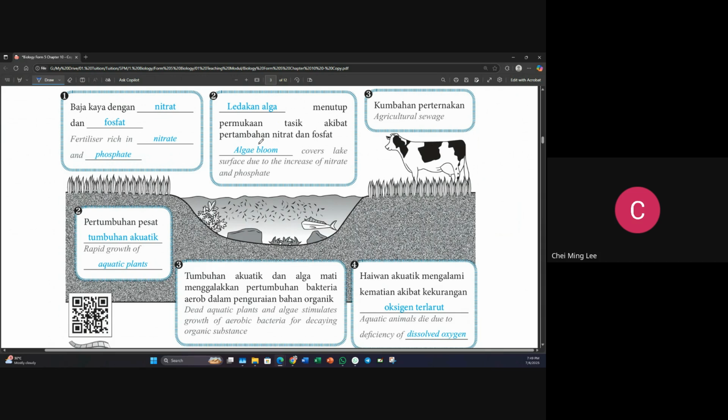And due to the algae bloom and rapid growth of aquatic plants, the oxygen is not enough, so they will die. The dead aquatic plants and algae will stimulate the growth of aerobic bacteria for decaying the organic substances. And during the decay process, they use up oxygen as well. So the aquatic animals will die due to the deficiency of dissolved oxygen.